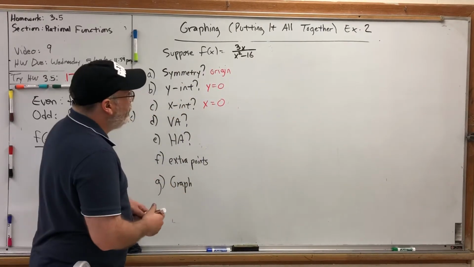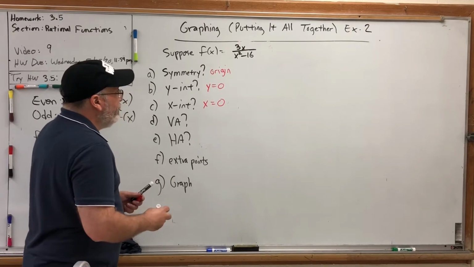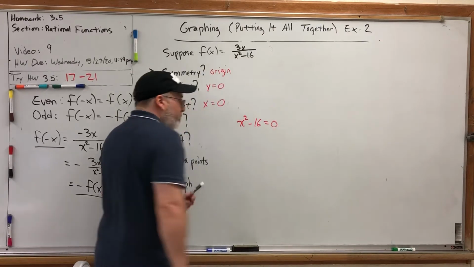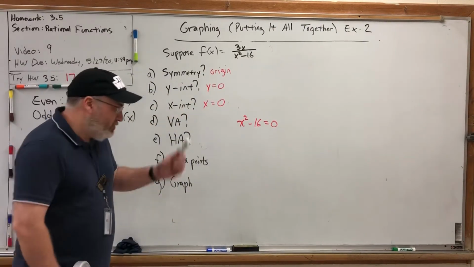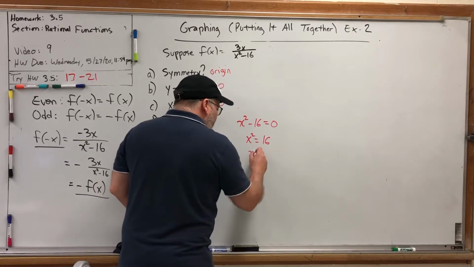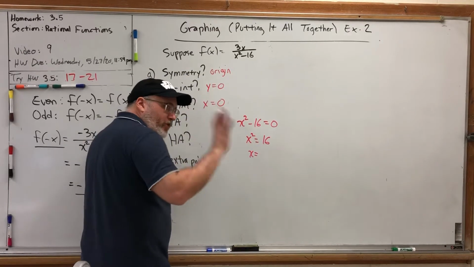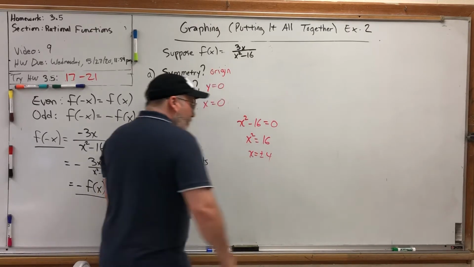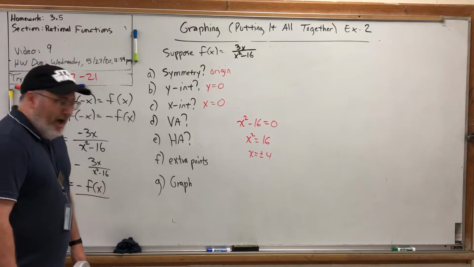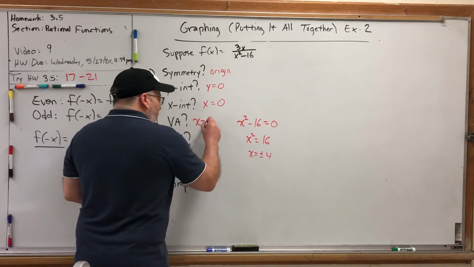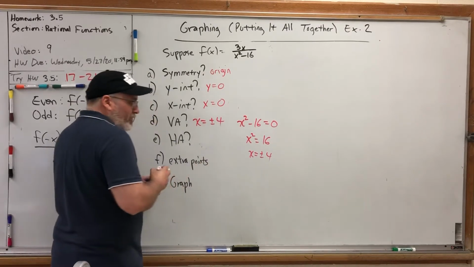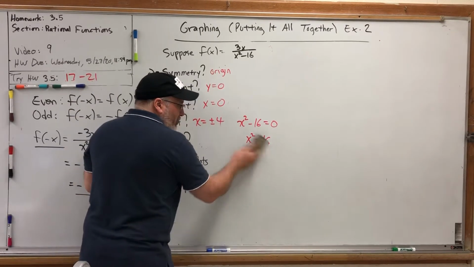Vertical asymptotes? Well, what makes the bottom equal to 0? What makes x squared minus 16 equal to 0? We have ways of solving that. You could solve it by factoring, or you could add 16 to both sides and take the square root of both sides. But if you do, don't forget the plus minus. Both of those numbers make the bottom equal to 0. Neither makes the top equal to 0, so we have 2 vertical asymptotes, one at 4, one at negative 4. I think in the homework you have to list them separately. Read the directions closely and it will tell you.